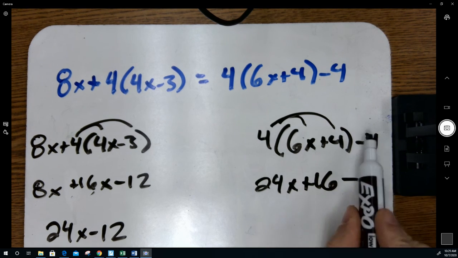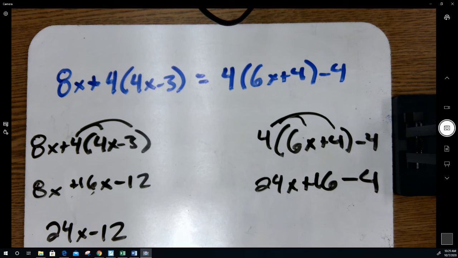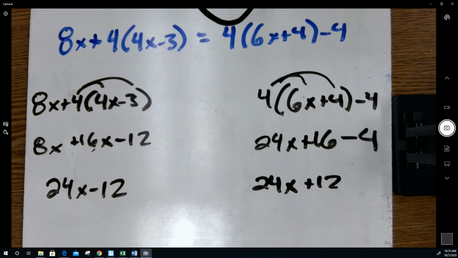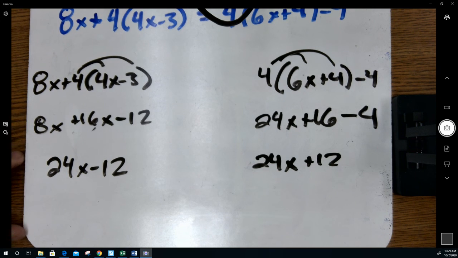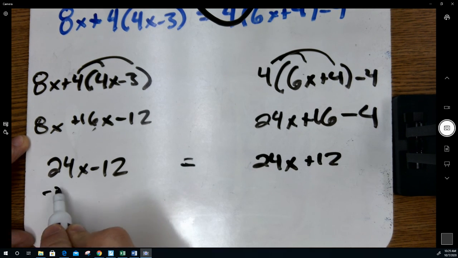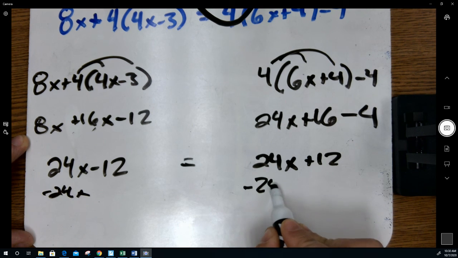Be careful. That negative 4 is outside of the parentheses, so you're not distributing to that. And then combine like terms, 24x, and then plus 16, so 16 minus 4 would be 12. Now, I'm not going to finish this problem because... actually, no, I do want to finish this problem. This is something we're going to talk about a little more tomorrow, but once you set these equal and you go to subtract 24x from both sides, they disappear.